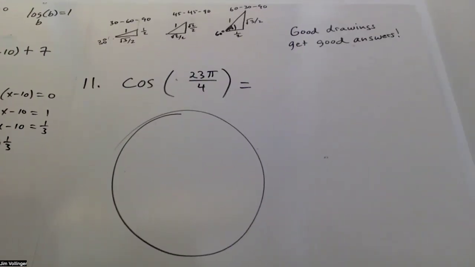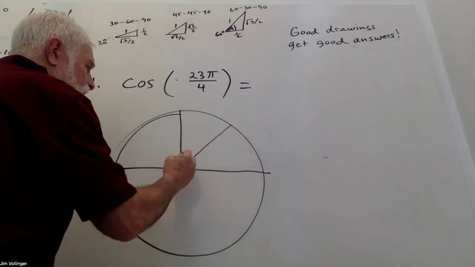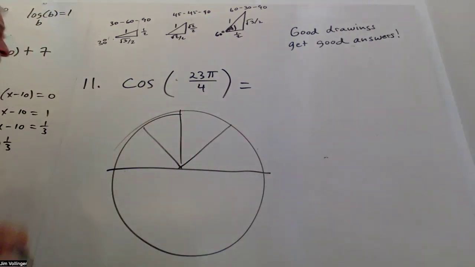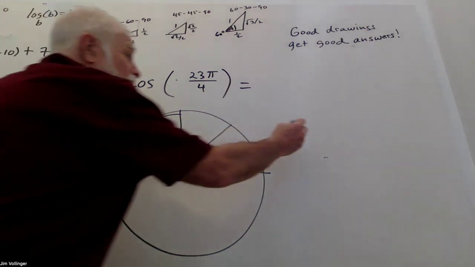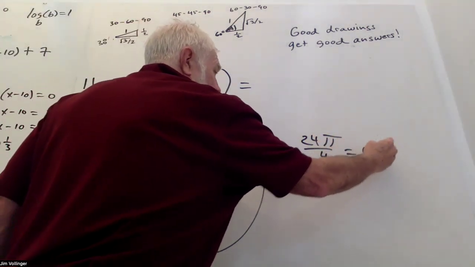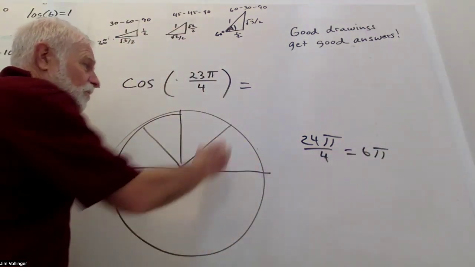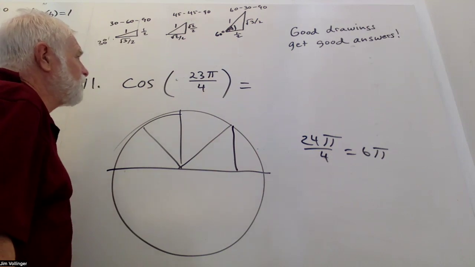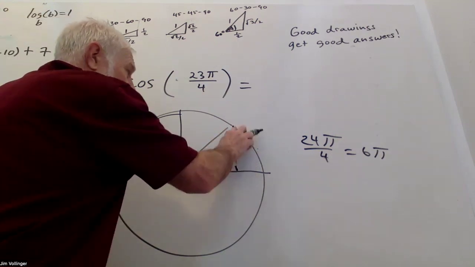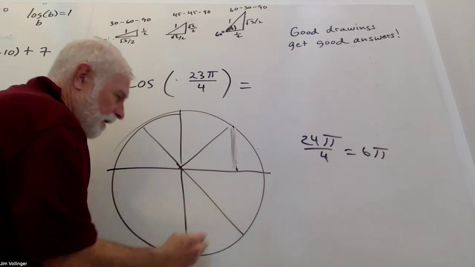All right, 23 pi over 4. So we're going to break this up into 4 parts. Good drawings get good answers. 45-degree triangles. I know where 24 pi over 4 is. That's 6 pi. Well, that's 2 pi, 2 pi, 2 pi. Yeah, I want to go to 24, so 23, excuse me, I'm below that. Thought it was 25, so I am going to have to do that.